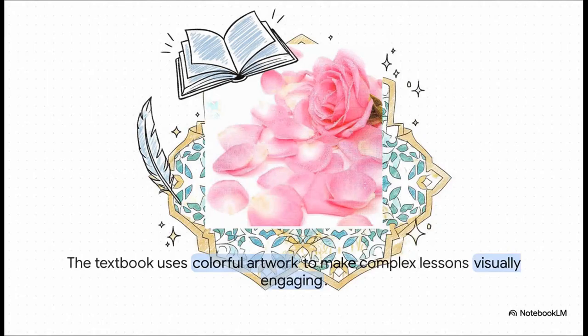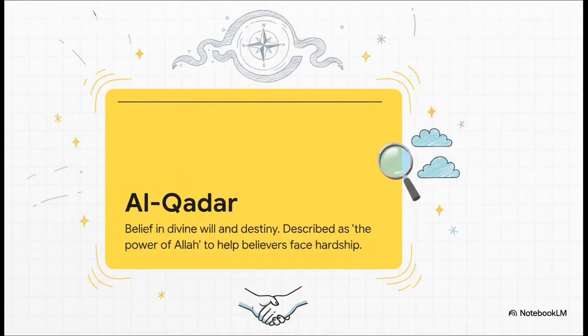And it's kind of cool. The textbook often pairs these principles with artwork, using visuals to make the lessons more memorable and engaging for students. Another core belief explained in the book is al-Qadar, or divine will. The textbook defines it really simply as the power of Allah. The idea is that since God is in control of everything, including your lifespan and what you have, a believer can face hardship with a strong heart, knowing that their destiny is ultimately in God's hands.